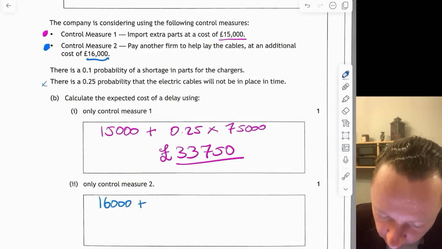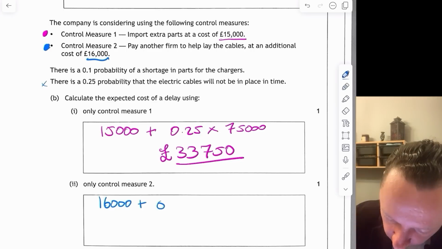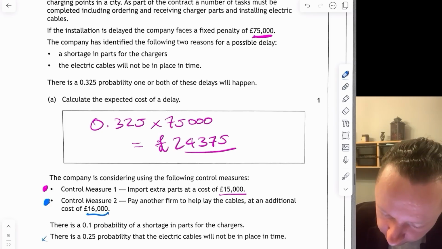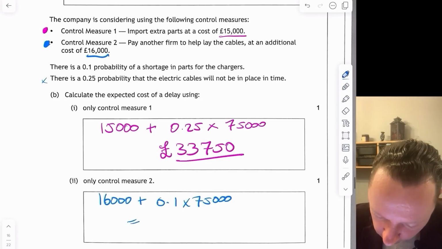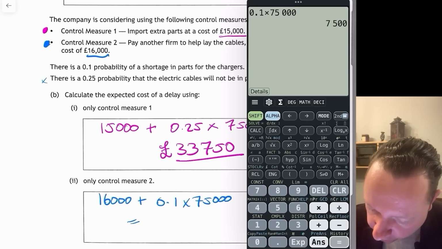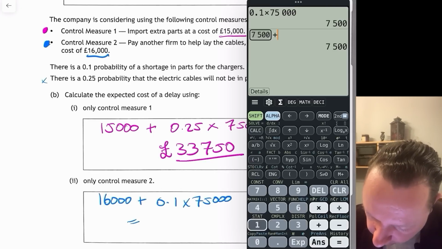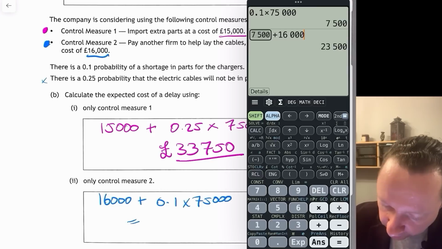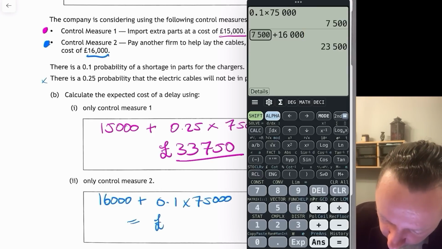So there still could be a shortage in parts. So it's 0.1 times 75,000, so that equals 0.1 times 75,000 is 7,500 plus 16,000 is 23,500. 23,500.